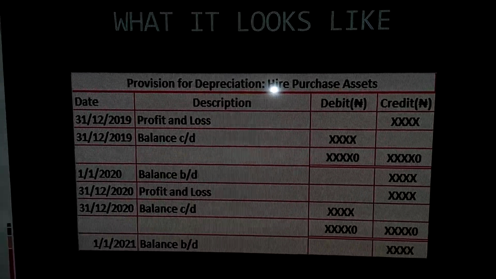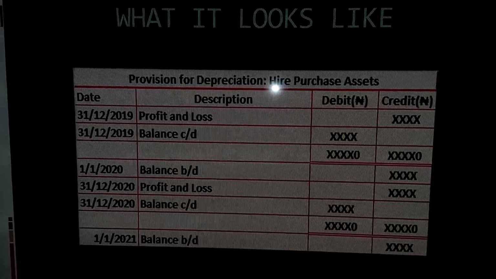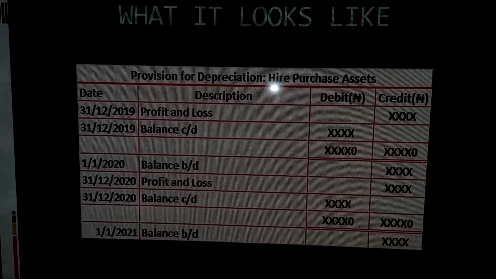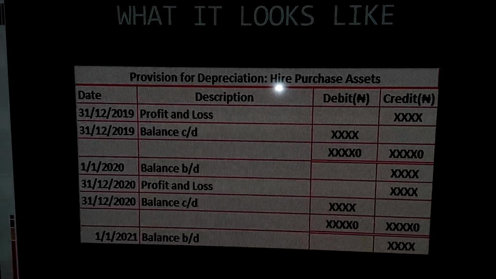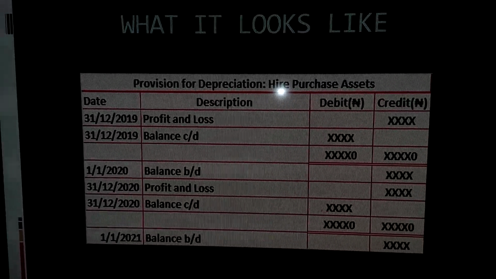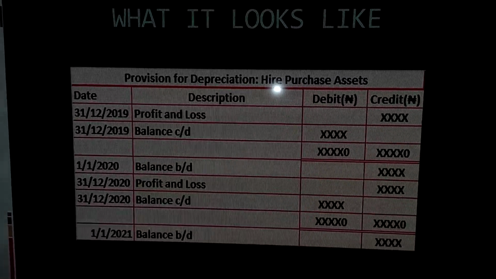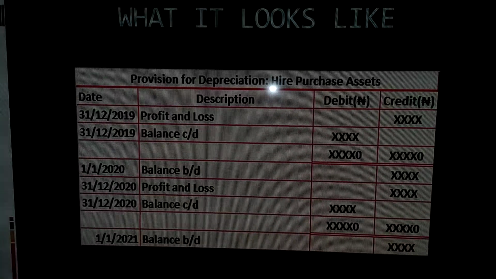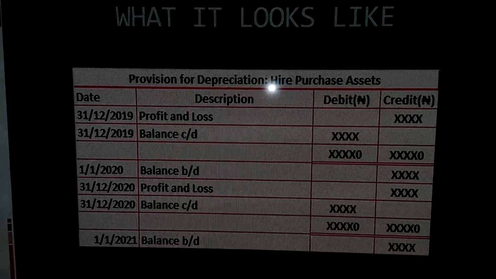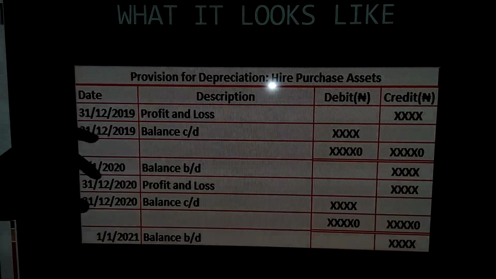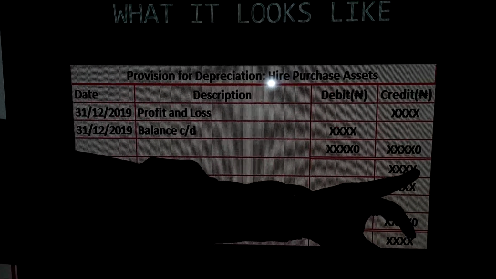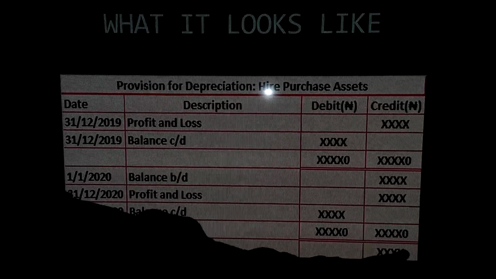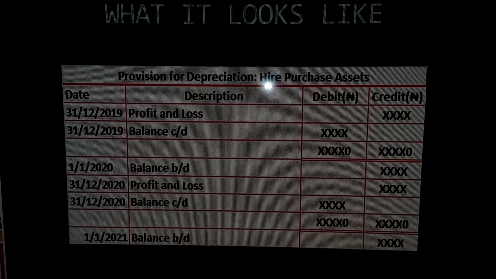Remember, the cost of the asset remains the same over the estimated useful life. So where you take the depreciation to is what we call the provision for depreciation or the accumulated depreciation account. That's where you accumulate the gradual reduction. If the asset is for 4 years, the gradual reduction is accumulated into the provision for depreciation account or the accumulated depreciation account. At the end of the last year, you can merge the two together to understand the scrap value of the asset. So you have P&L, balance carried down, which becomes balance brought down the following year. Whatever you're charging for that year again increases the provision, and it becomes balance brought down the next year. That's basically how you do the accumulated depreciation.